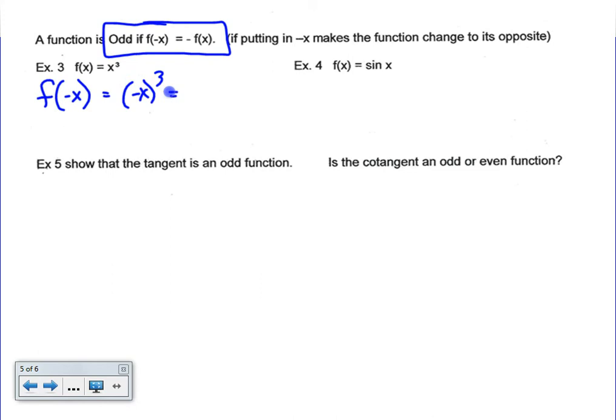So when I simplify this, I get negative x to the third. Now notice the original function was x to the third. So if I throw a negative in front, that is in fact negative x to the third. So an example for sine would be if I was to plug in a negative x, that would look like this. Sine of negative x.